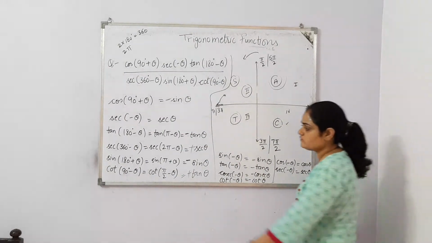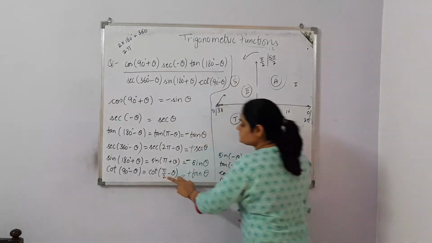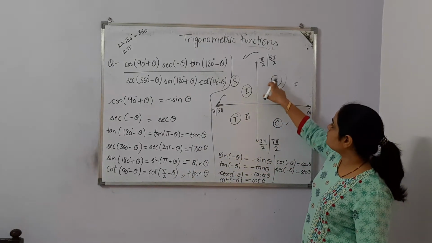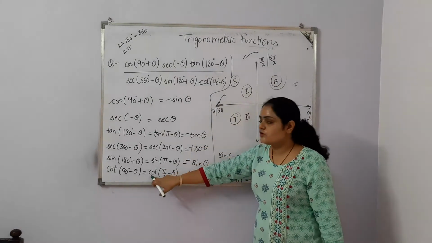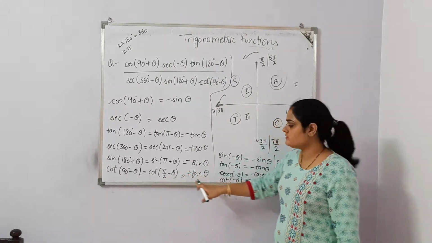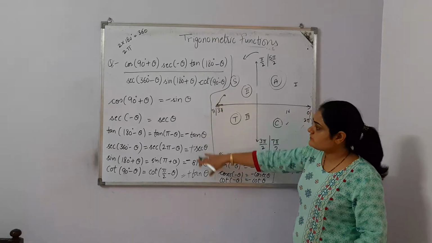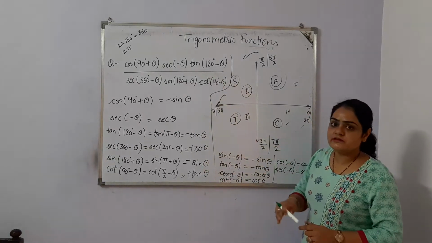We need to check the sign of cot, and it is the first quadrant. Cot is coming along with pi by 2 minus. So pi by 2 minus is the first quadrant, and it is coming along with cot, and cot is positive in the first quadrant. So I have written positive tan theta. I have already fixed all the values that we wanted.